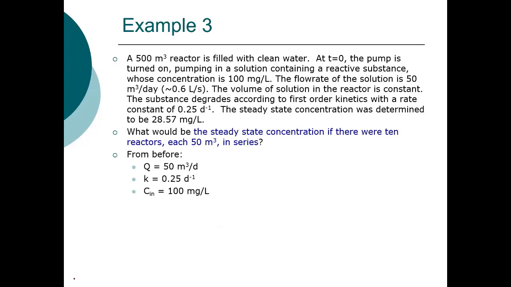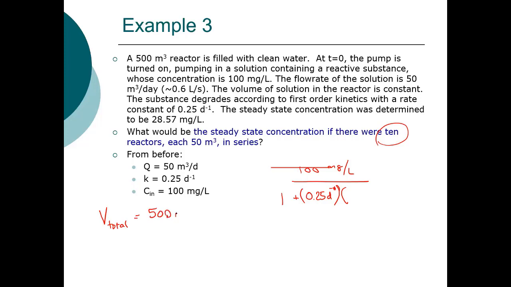So what if we have 10 reactors, 100 milligrams per liter entering, 1 plus 0.25 inverse days, first order kinetics. We have 10 reactors, so the total volume equals 500. We'll keep this constant. So the volume of each reactor is 50.